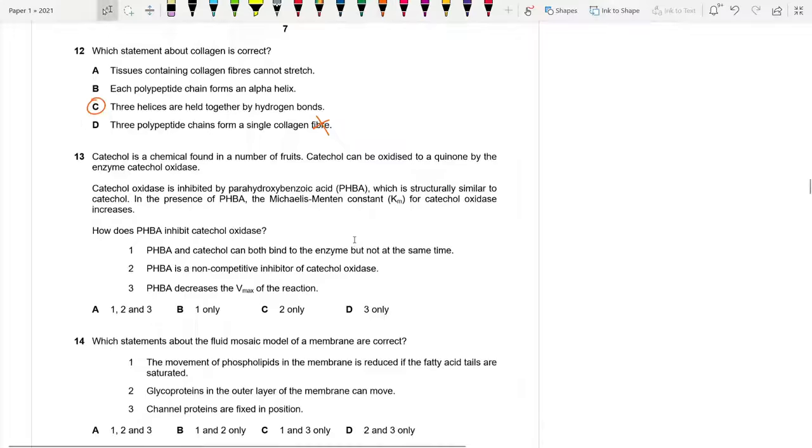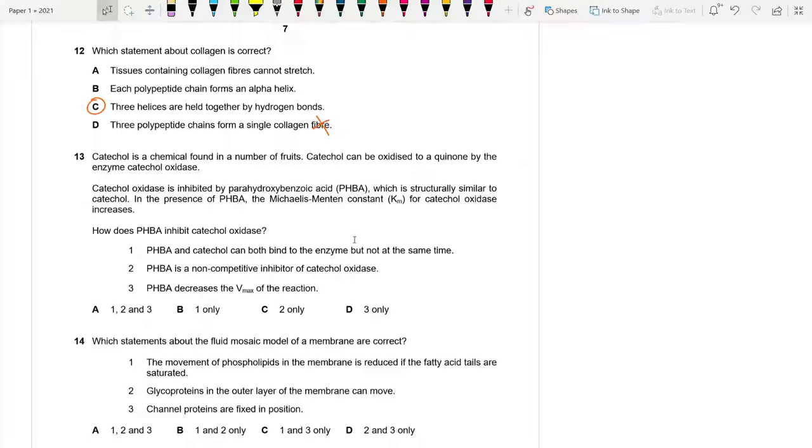3 helices are held together by hydrogen bonds. Each polypeptide chain forms an alpha helix. That's not right. The structure is helical in general. 3 combine together to form the triple helix, which is held together by hydrogen bonds. That's the best answer.